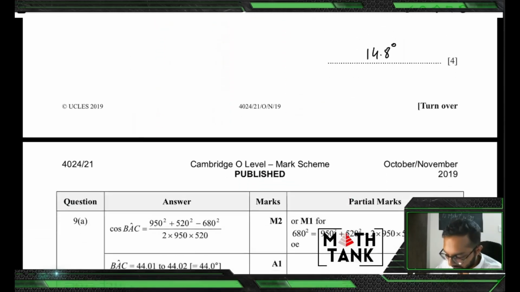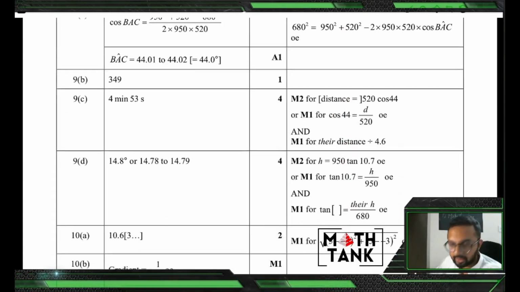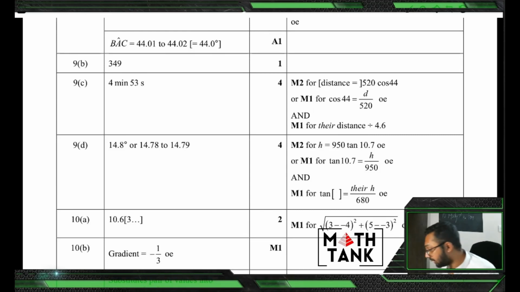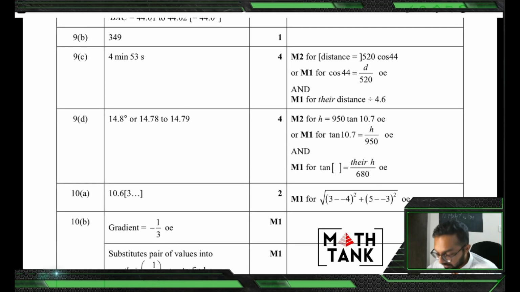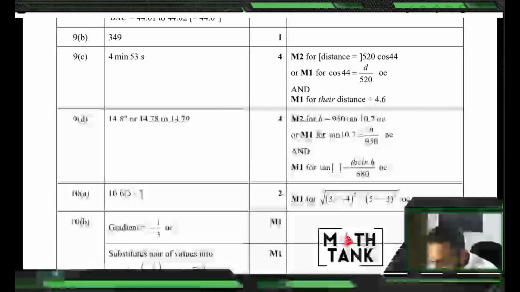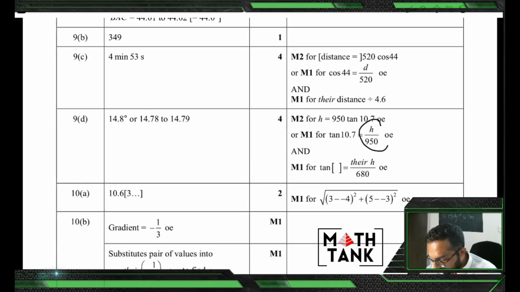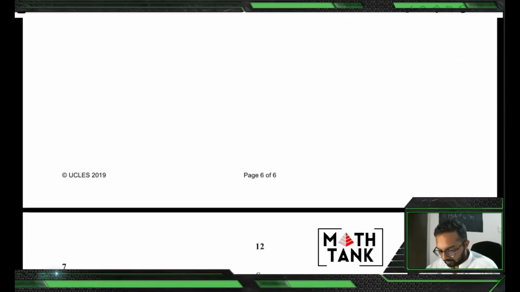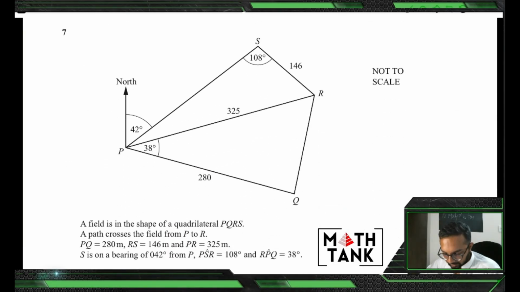Let's check if we have the right answer. This was the 4-mark question, which means that there was some amount of working that was required. So 14.8 degrees, you can see that's the correct final answer. You have to find out h. There was a mark for finding out h, then 2 marks for finding out what h is, and then 2 marks for finding out the angle of elevation. Okay, taking you to the next question then.